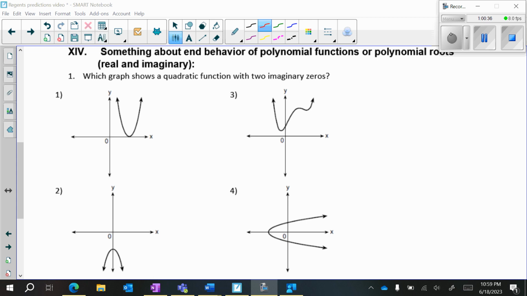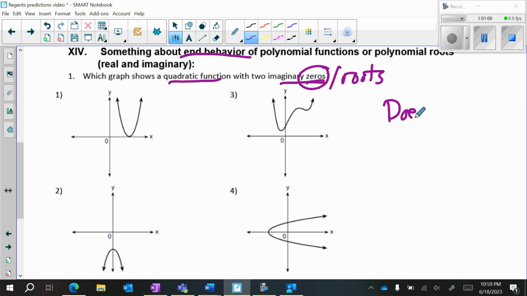Now, very, very common on the Regents are questions about polynomials. They're probably going to ask you a few multiple choice questions involving polynomial behavior. So there might be something about the end behavior, and there might be something about the roots. So this first one talks about which is a quadratic with imaginary roots, okay? Another name for zeros is roots. If there are imaginary roots, that means that it doesn't cross the x-axis at all.